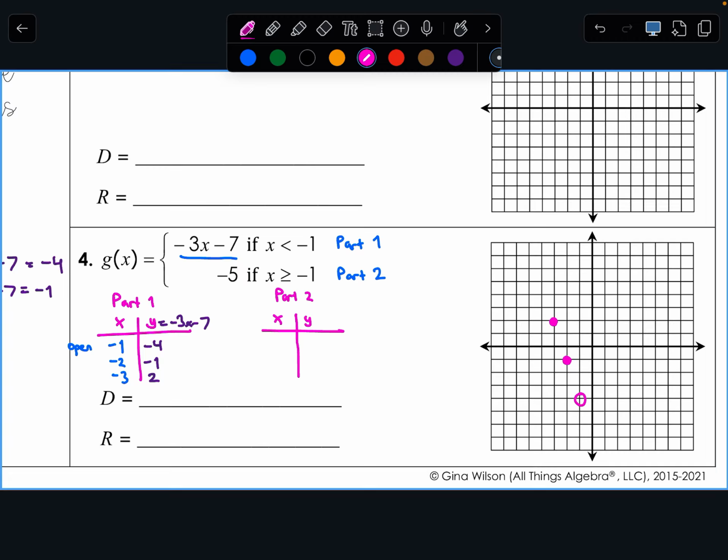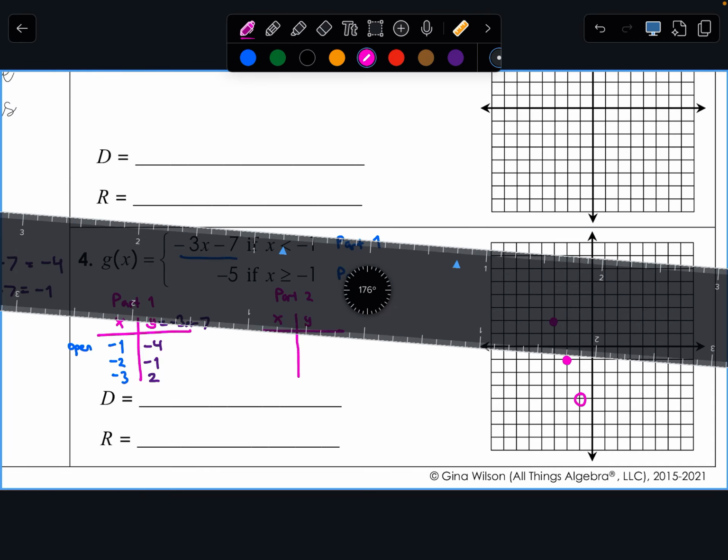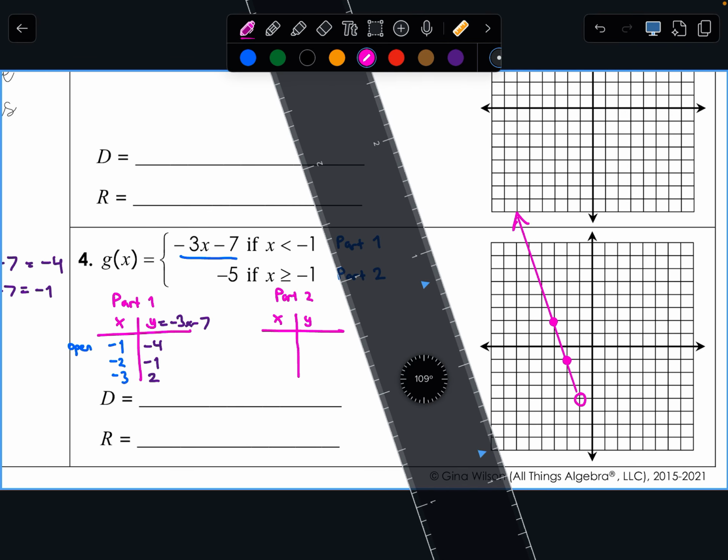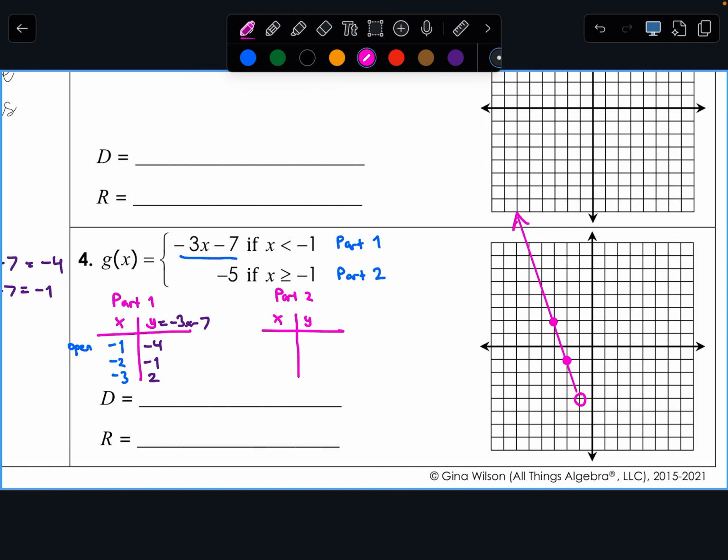So what I'm going to do is get my ruler, and you might see this on the video if you happen to watch the video for this, but put this ruler here, and then I'm going to connect just like that, and then I put my arrow on the end. Because remember, it's going to be less than -1 all the way through. It's going to be that same pattern all the way through. So just draw the line that connects it, and then put an arrow at the end. Okay? So that's how you graph part 1.